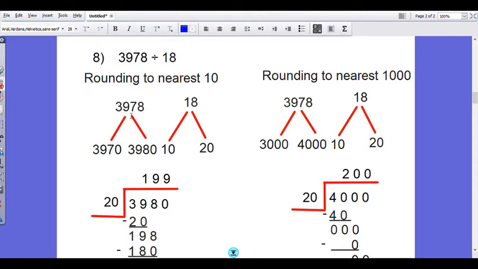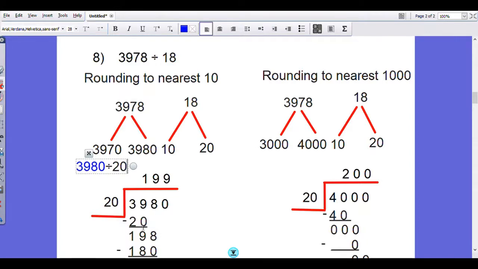3978 will be in between 3970 and 3980. Okay, and 18 is in between 10 and 20. So 3978, after rounding to nearest 10, will become 3980, divided by 18, which will become 20. Okay, so 3980 divided by 20.